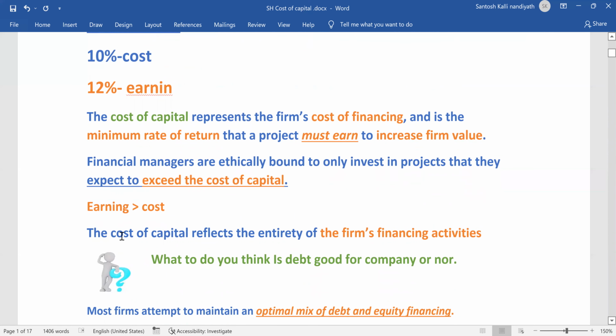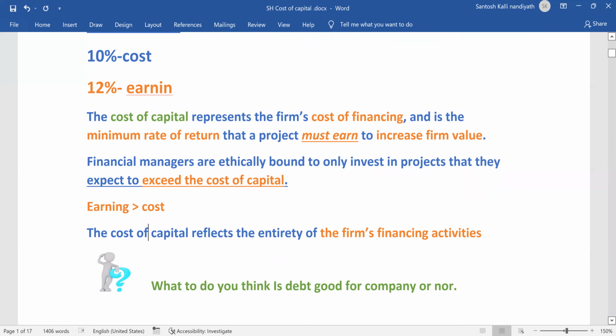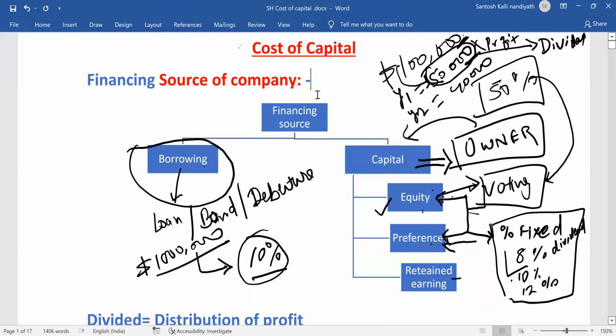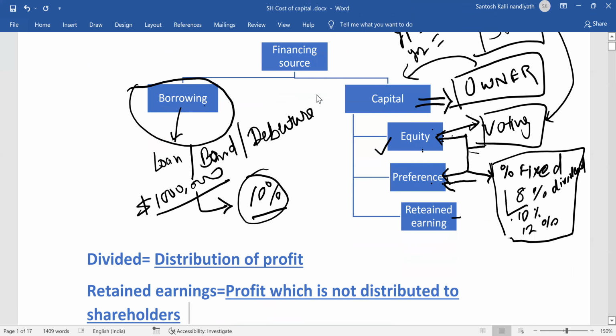Yeah, perfect. The cost of capital reflects entirely the form of the financing activity which we have discussed. Financing activity, two sources, and these two sources we are talking about long term finance, not short term. Okay, long term means the finance which works for more than a year, the time period would be more than a year, not short term.